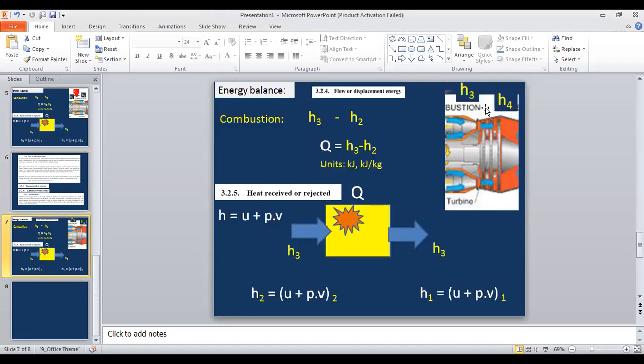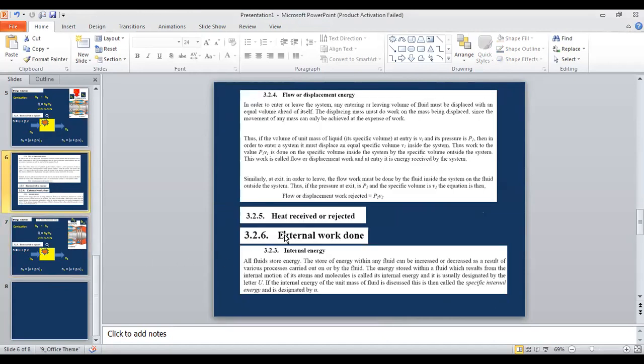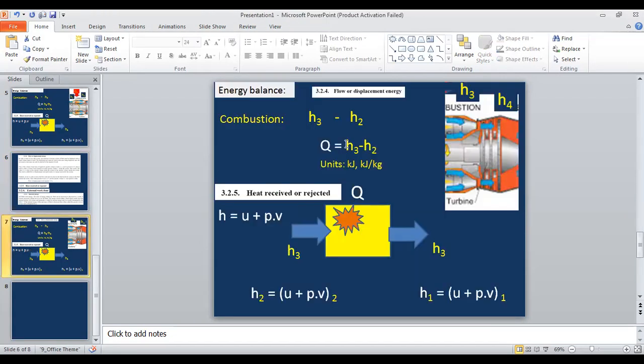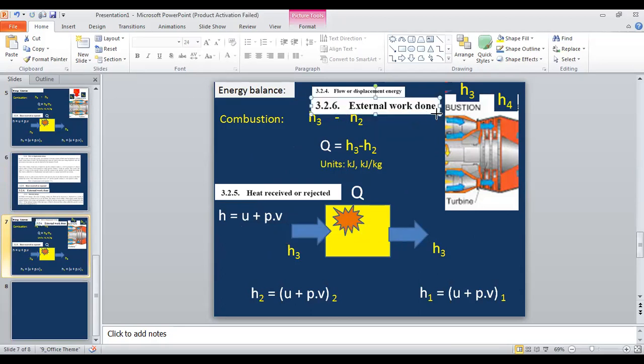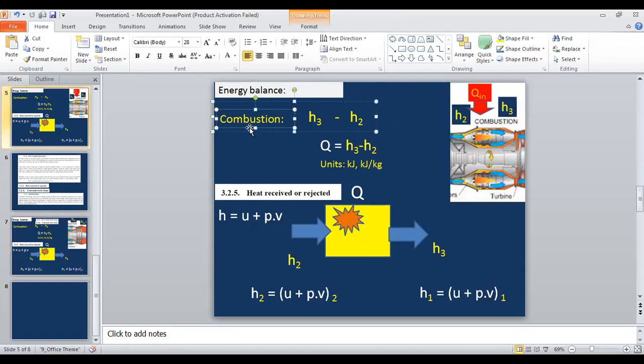So back to the combustion process. Okay. Sorry, not the combustion, the turbine process. So here, the turbine is related to external work done. Okay, so all relevancies you will see. So in our previous note, now this is not about combustion.